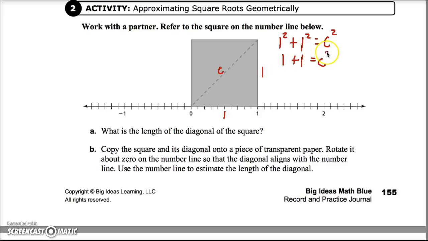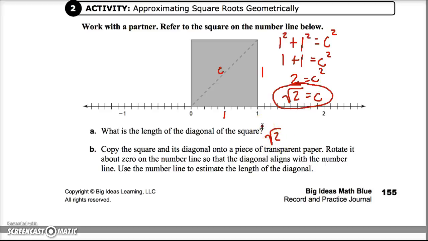Well, that's 1 plus 1 is c squared. So 2 is c squared. So the length of that diagonal would be the square root of 2. It's not a perfect square, so I'm just going to leave it like that. So that's the square root of 2.